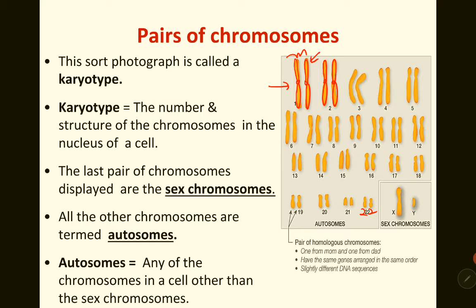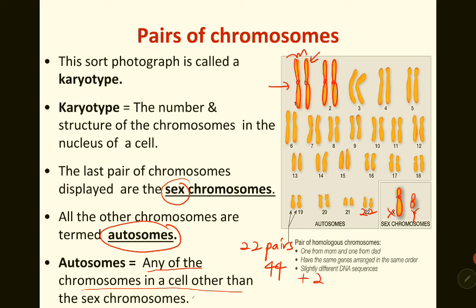We call it the autosome. Autosome is the normal chromosome, while the 23rd pair we call a sex chromosome. This determines the gender of that individual. If the individual has the XY chromosome, he is a male. When the individual has XX chromosome, she is a female. Autosome is any of the chromosome in the cell other than sex chromosome. So we have 22 pairs of autosome, or 44 autosomes, while we have 2 sex chromosomes. So 44 plus 2 equal 46.